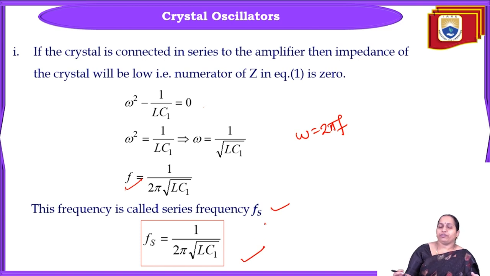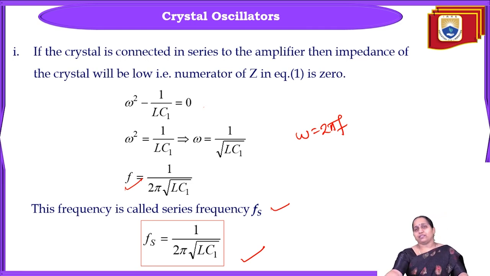Okay. How did we obtain this? Simply by equating the numerator of the impedance to 0. Why? Because you are assuming the crystal to be connected in series with the amplifier. So when you connect this crystal in series to the amplifier, the impedance of the crystal will be low or almost 0. So equating the numerator of the impedance to 0, you get the frequency of oscillations as Fs equal to 1 by 2 pi root over L C1.